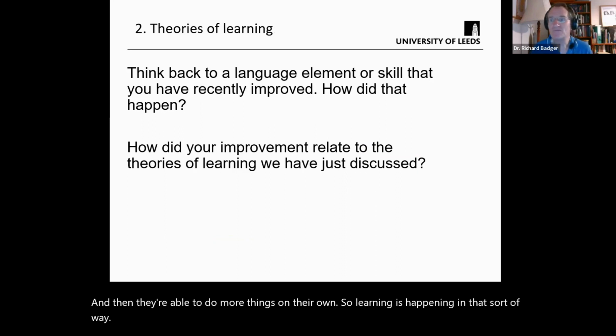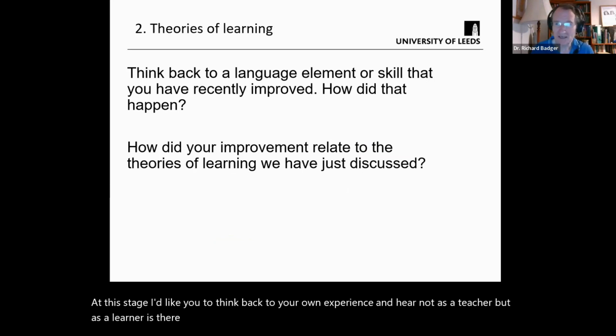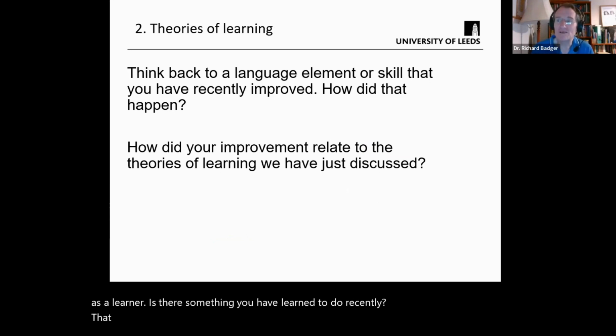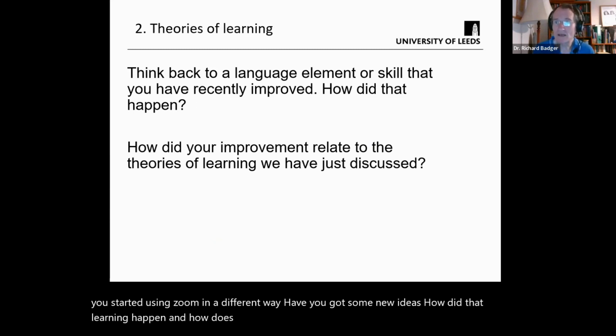Now, at this stage, I'd like you to think back to your own experience, not as a teacher, but as a learner. Is there something you have learned to do recently? So for example, is there something to do with using computers? Have you started using Zoom in a different way? Have you got some new ideas? How did that learning happen? And how does that learning relate to the kind of models we've been talking about?